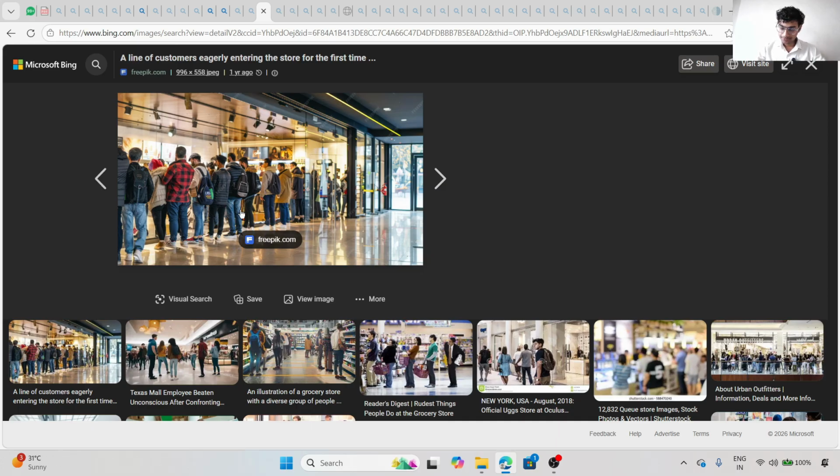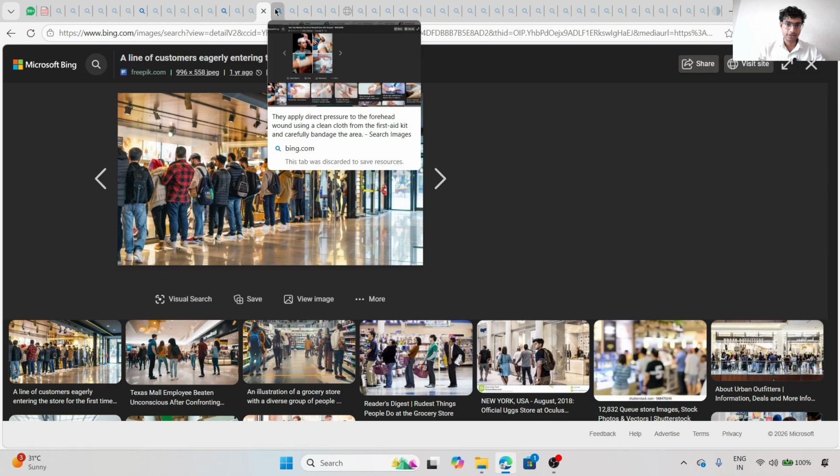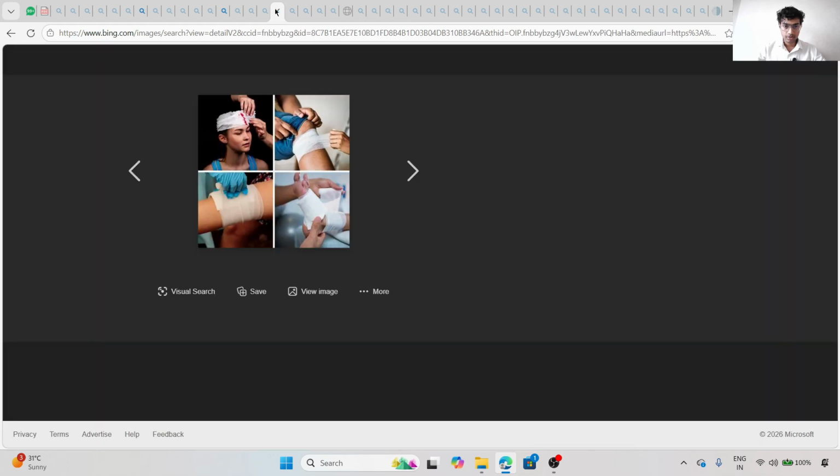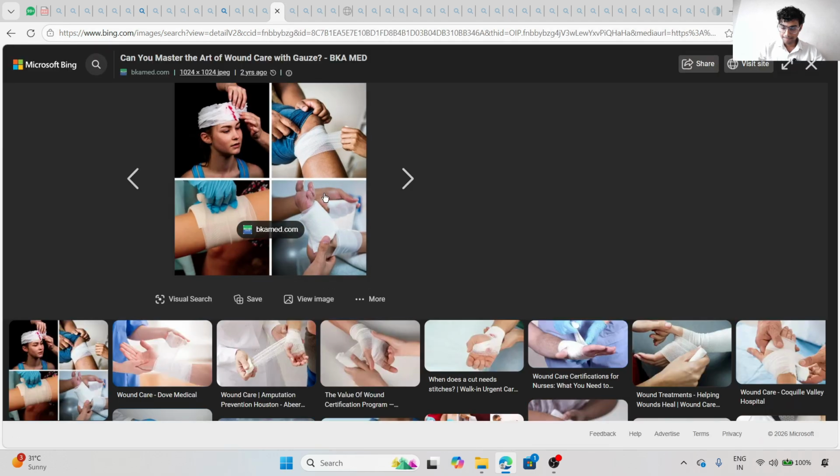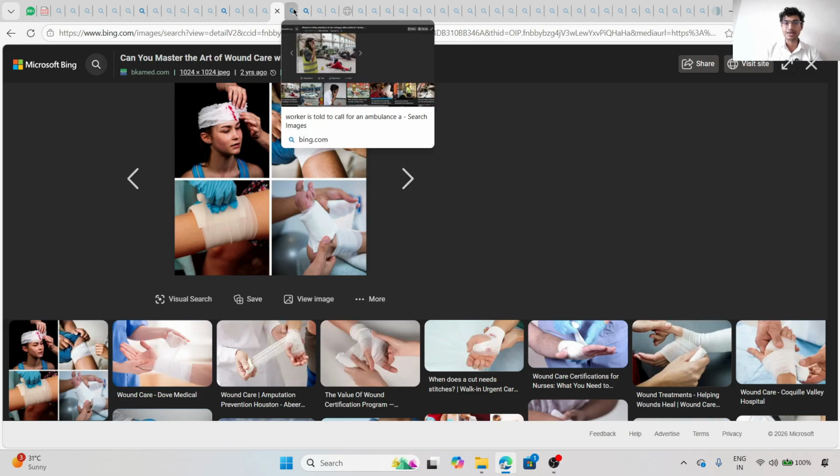And later, the supervisor applied direct pressure on the wound on his forehead with a clean cloth and administered the first aid, and also carefully bandaged the head. Here worker A also tells his supervisor that he is unable to move his right shoulder. So these are conditions where he cannot move it, which means there is some injury there.